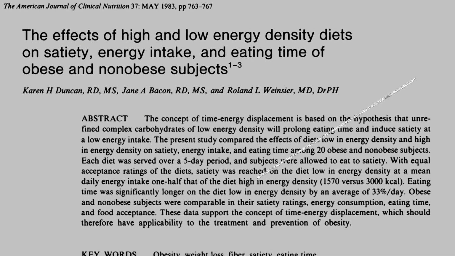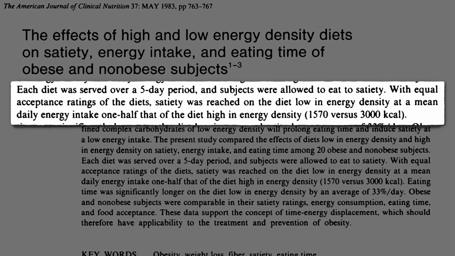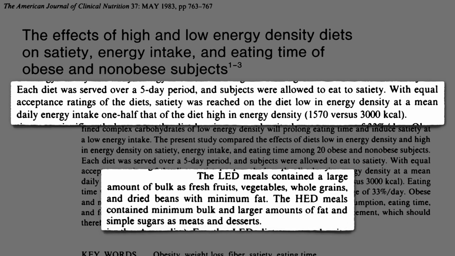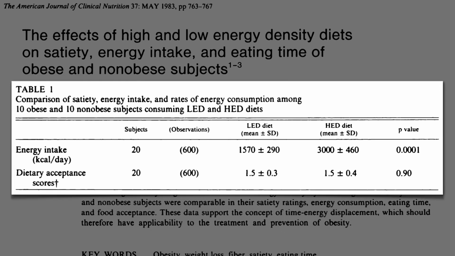Researchers were able to cut people's caloric intake nearly in half, from 3,000 calories a day down to 1,570, without cutting portions, just by substituting less calorie-dense foods, which means lots of fruits, vegetables, whole grains, and beans, compared to a high-energy density meal with lots of meat and sugar. Nearly half the calories, but they enjoyed the meals just as much.